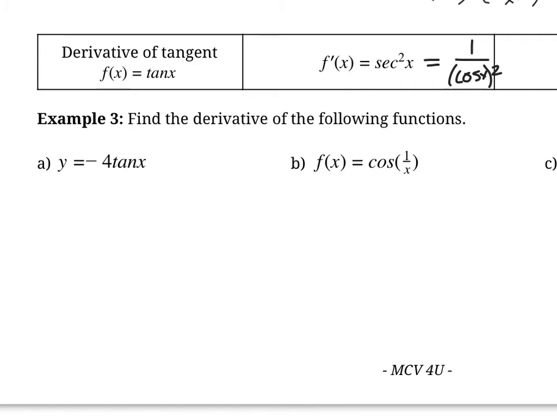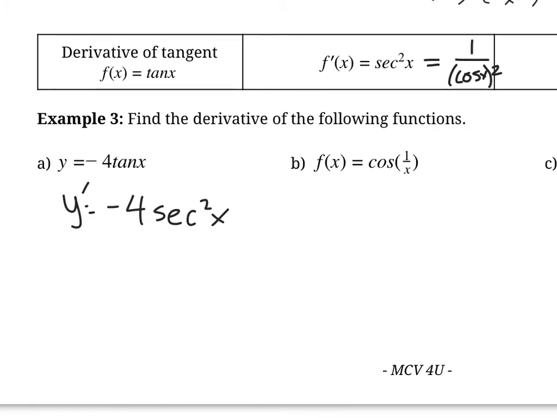So let's try the first one here, y equals negative 4 tan x. Well, the derivative of this, again, there's a constant out in front, so we can just leave that out in front, and the derivative of tan x is just going to be secant squared x. That is our derivative. Oh, sorry, y prime is equal to that, right?